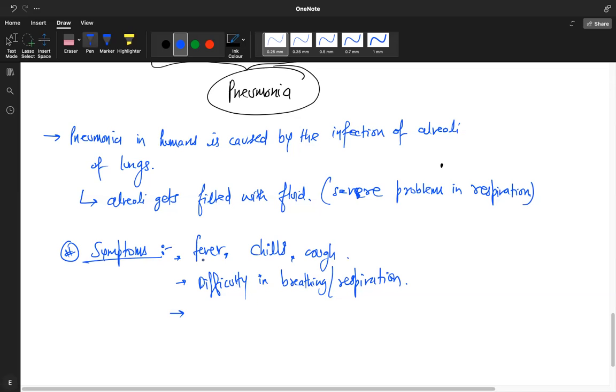In severe symptoms, which I'll write in red in every case, severe symptoms occur because the oxygen becomes so low in the body that our lips and fingers turn bluish in color. So this is where we know that pneumonia is very severe and the person may not survive. So, turning blue of lips and fingers.